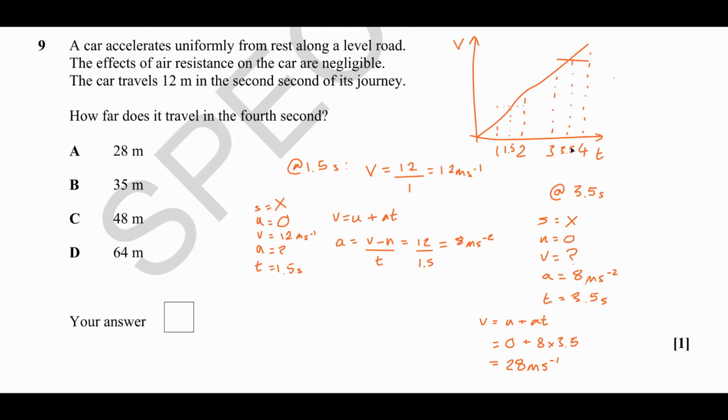So the instantaneous velocity at 3.5 seconds is 28 meters per second, which means that the average velocity between 3 and 4 seconds is 28 meters per second. So we can again use speed, distance, time to work out the distance traveled in that time. So the displacement s is equal to the velocity multiplied by the time. The velocity is 28 meters per second. The time we're interested in is from 3 to 4 seconds, so that's 1 second. 28 times 1 is, of course, 28 meters, which is answer A.